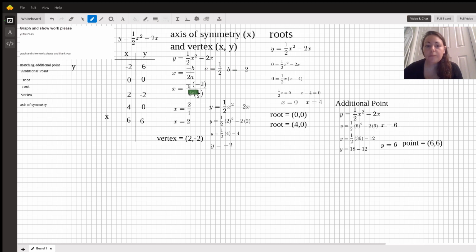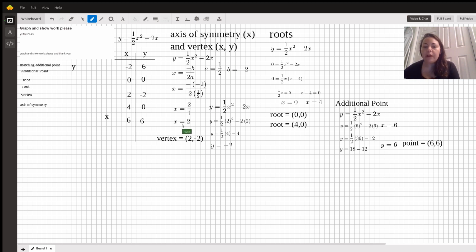Substitute those in, gives us x equals negative 2 over 2 times 1/2. So I substitute in the b and I substitute in the a. So this gives me x equals 2 over 1, which is, we don't need the 1 in our denominator, so x is equal to 2. This is the equation for our axis of symmetry. What we're going to do is plug that x value in for x and solve for y. That gives us our vertex, which is the first point that we're going to plot on our parabola.